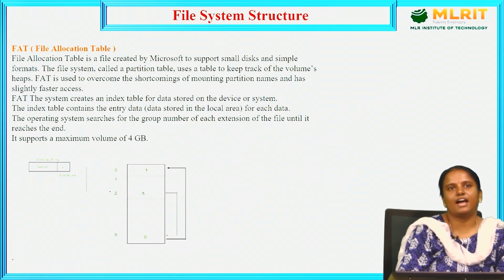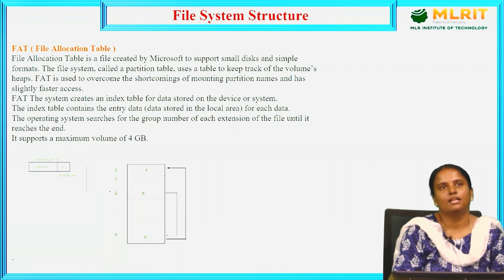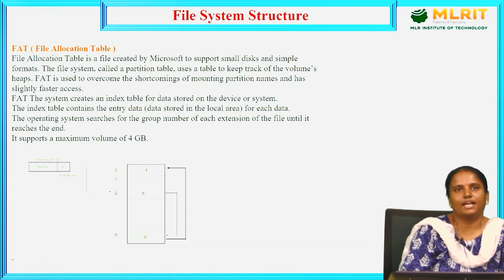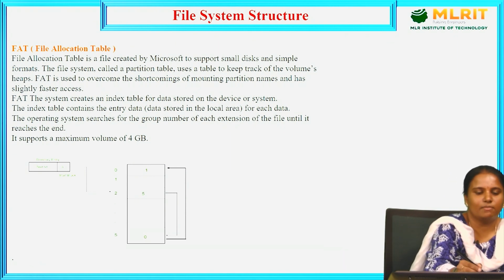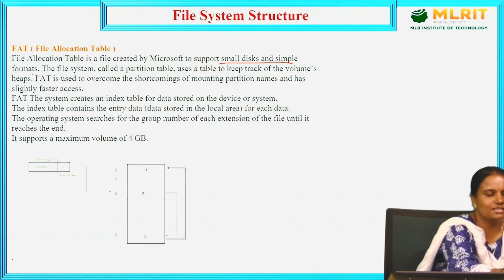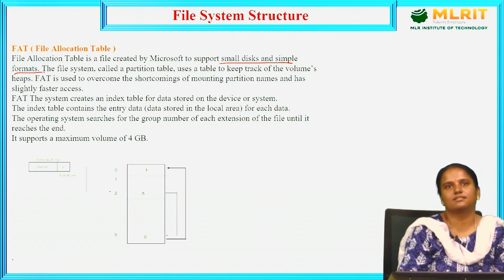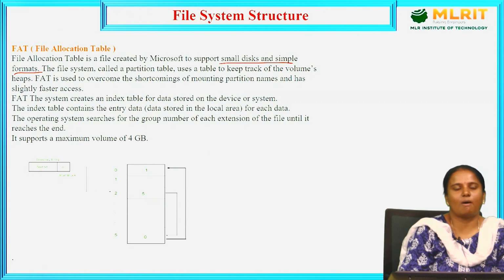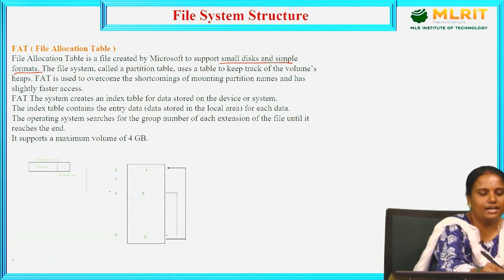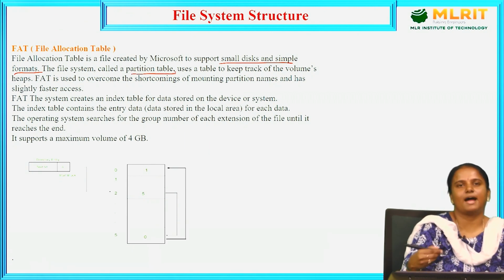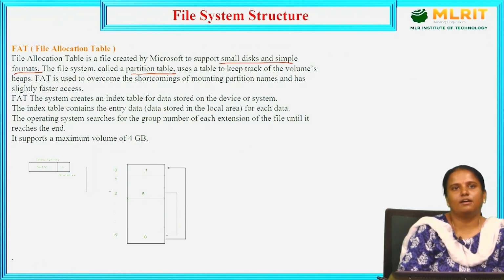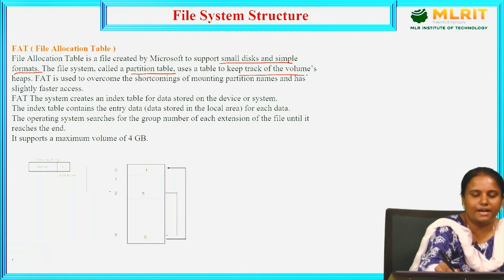So next is the file allocation table, which is how files are allocated. The file allocation table is a file system created by Microsoft to support small disks and simple formats. So it supports only small disks and can have some simple formats. The file system is called a partition table. So partitions are made for each file, which may be of sizes in GBs or maybe megabytes. It uses a table to keep track of the volumes.